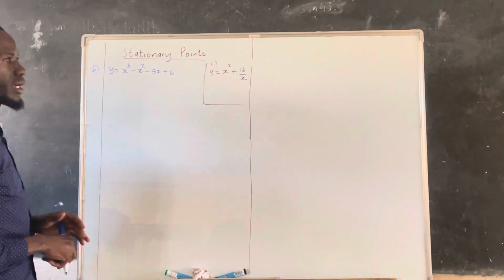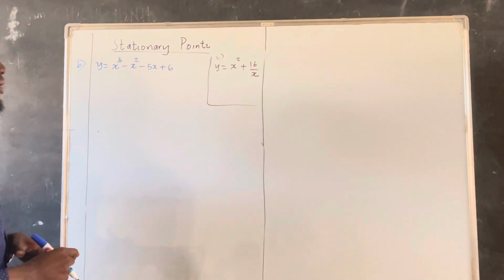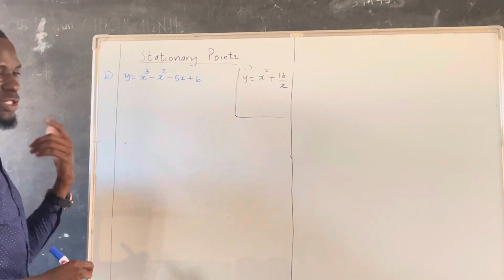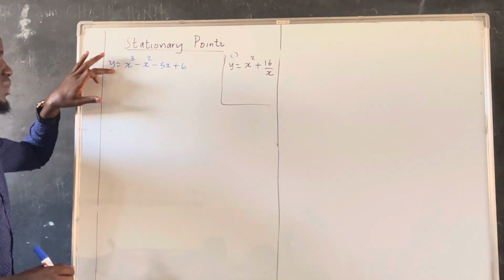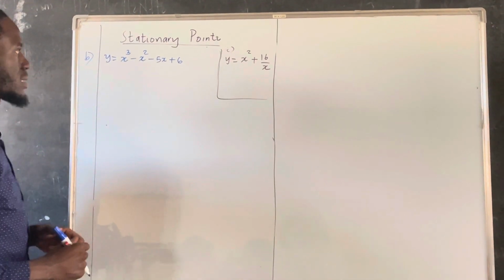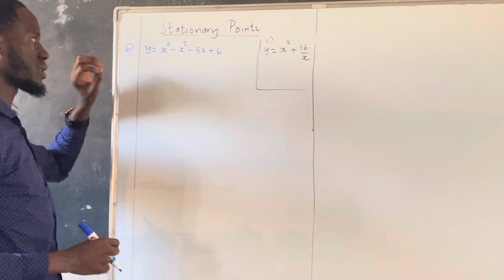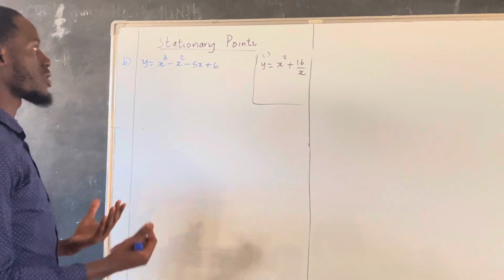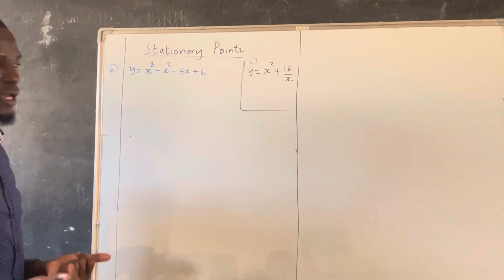Example number 2. Our question for part A was telling us to get the stationary points of the curves and distinguish between them. In this case, our curve is y equals x cubed minus x squared minus 5x plus 6. To get the stationary points, we first have to determine the nature of the turning points. How do we do that?